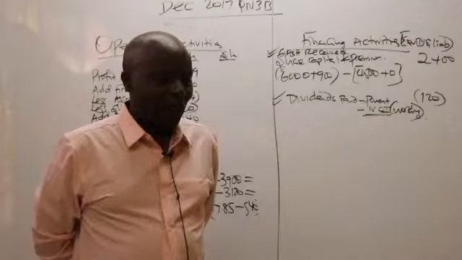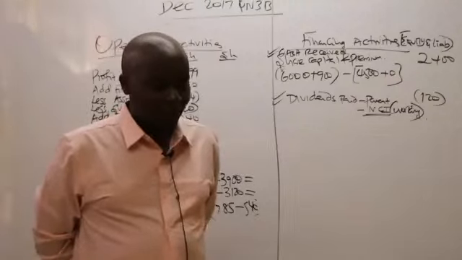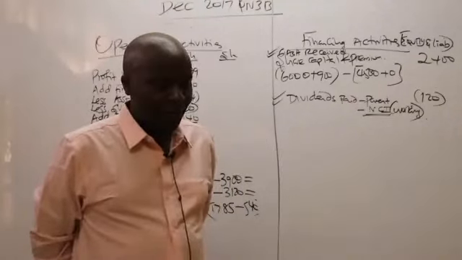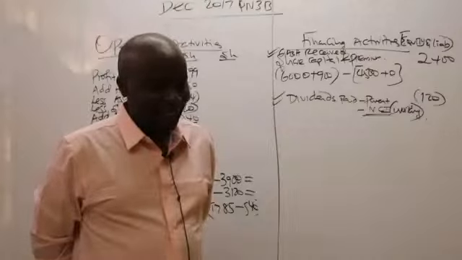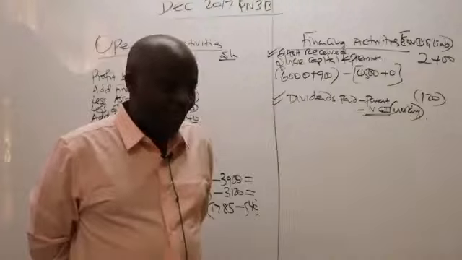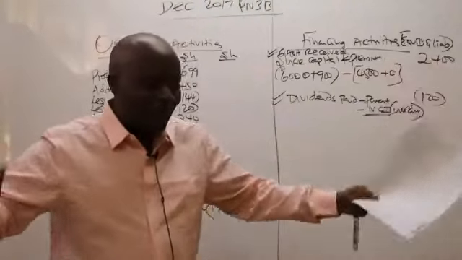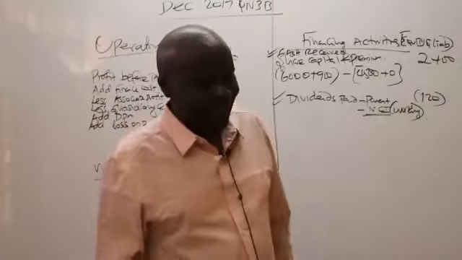For bank loans, how much did we borrow or how much did we retire? They say 1,800.